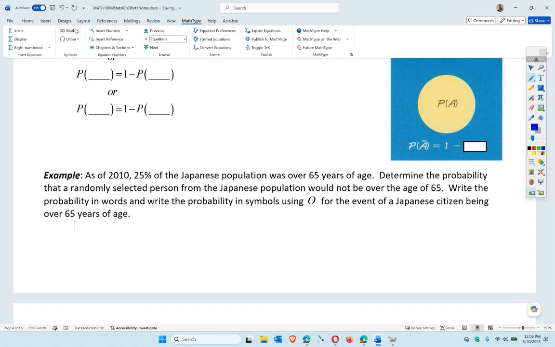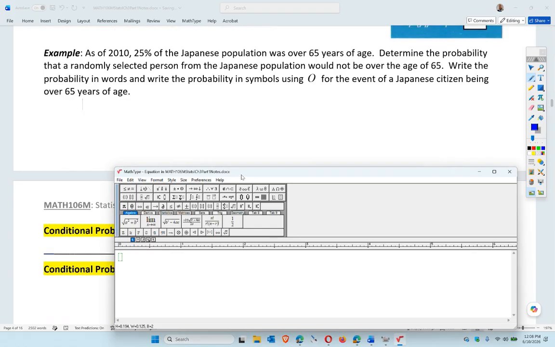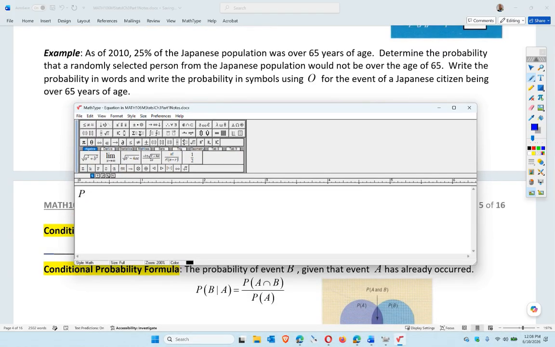Okay, so let's do a little symbols here. So we're going to do this and put that up there. So we have P of O. Right, so we'll put an O in there. Equals, and we'll copy this. Alright, copy, paste, and we'll put the bar above it for not O, right? So if this is 0.25, then the other one is 0.75, correct? Okay, because we're saying 25% of the Japanese population is over 65 years of age. So probability.